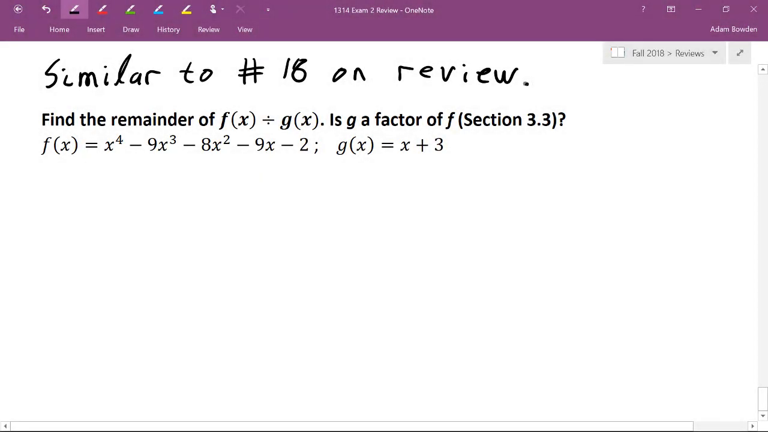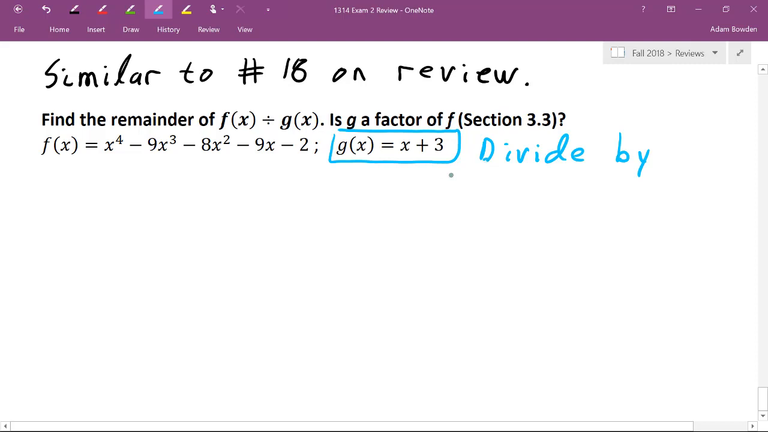Alright, now this question is like number 18 on the review. It says find the remainder of f of x divided by g of x. Is g a factor of f? Okay, now this one, this is what we're dividing by here, the g of x. Our divisor, in other words.